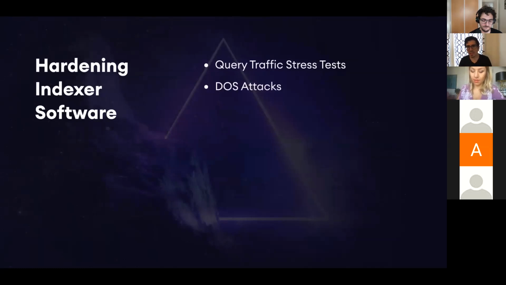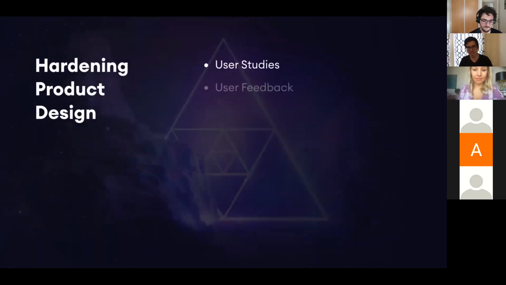On the software side of things, we'll be stress testing the system with high query traffic. We'll be encouraging certain types of denial of service attacks. And I'm sure there's going to be plenty of bugs that you guys dig up as well. And then on the product side, we'll be doing user studies with you throughout the testnet.